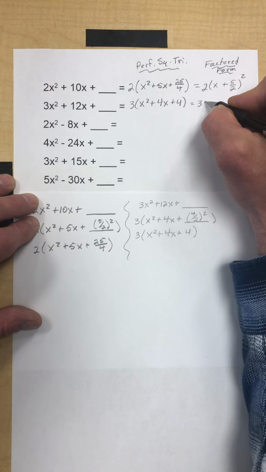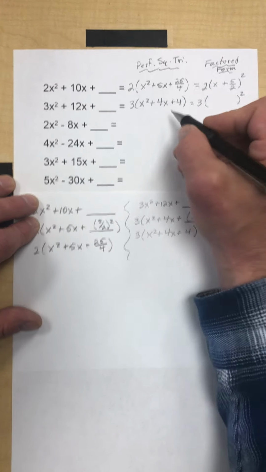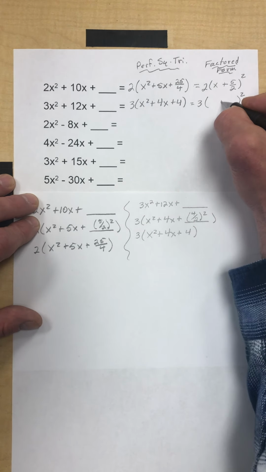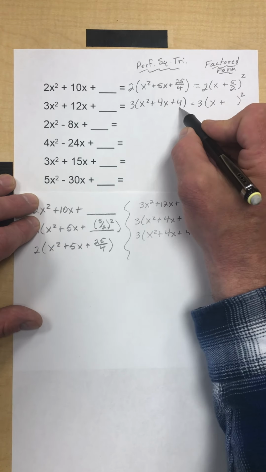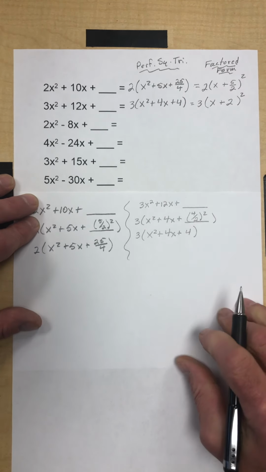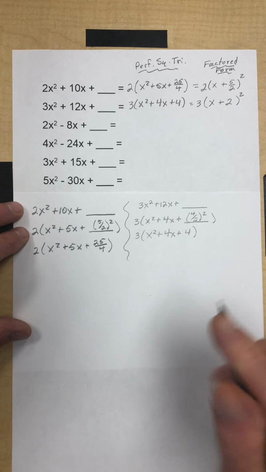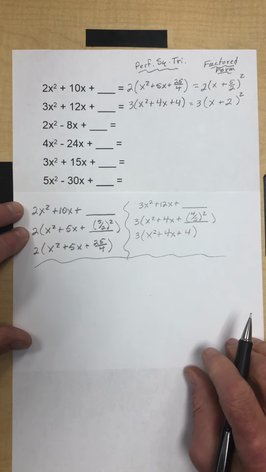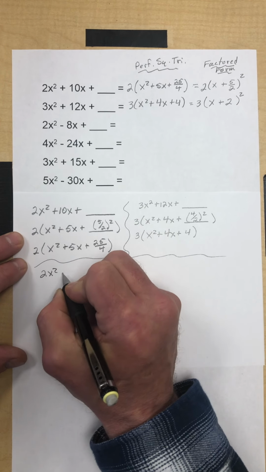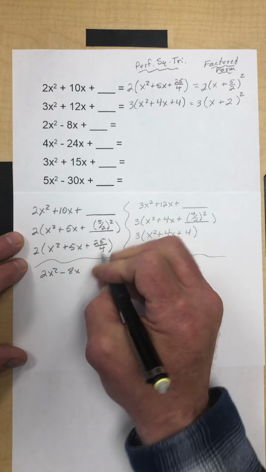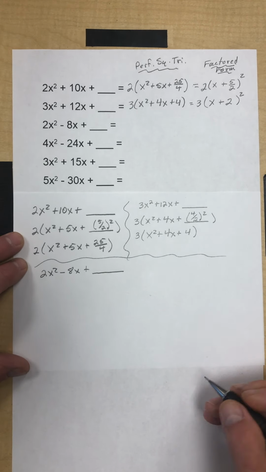So I've got that GCF out front. All perfect square trinomials factor into the square of a binomial. Bring the sign of the linear term over. The square root of the first term is x, and the square root of the third term is 2. And so I have the factored form of my perfect square trinomial. Okay, let's do another one. Let's take this next one down. I have 2x squared minus 8x plus whatever that missing coefficient is. I'm sorry, missing constant.